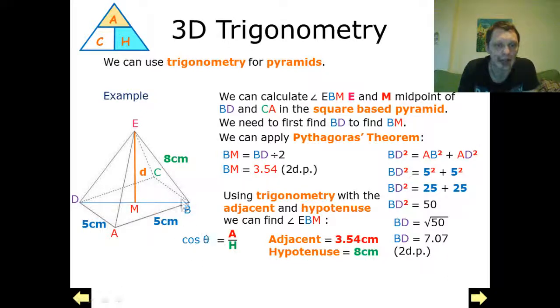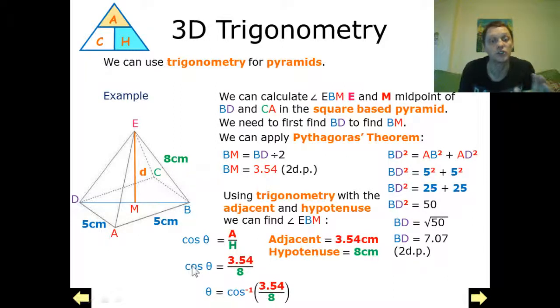So cos or cosine my angle equals adjacent over hypotenuse. Substituting my value, so 3.54 over 8. I'm then going to take cos from the left hand side to the right hand side. Because I'm calculating an angle, I am going to use the inverse of cos. So 3.54 divided by 8, which gives me 63.74 degrees to 2 decimal places, and that's my angle just on the inside here.